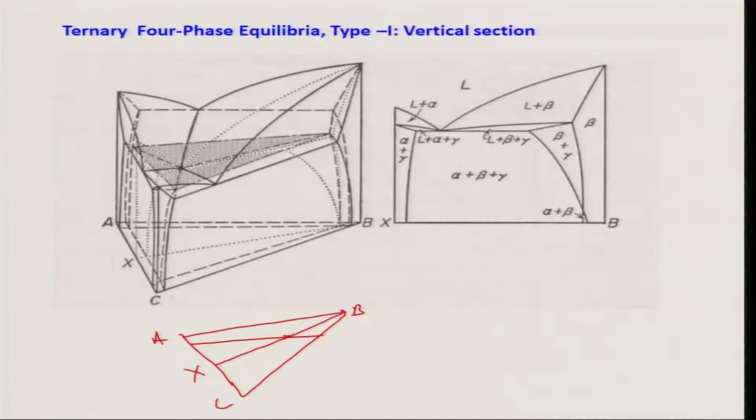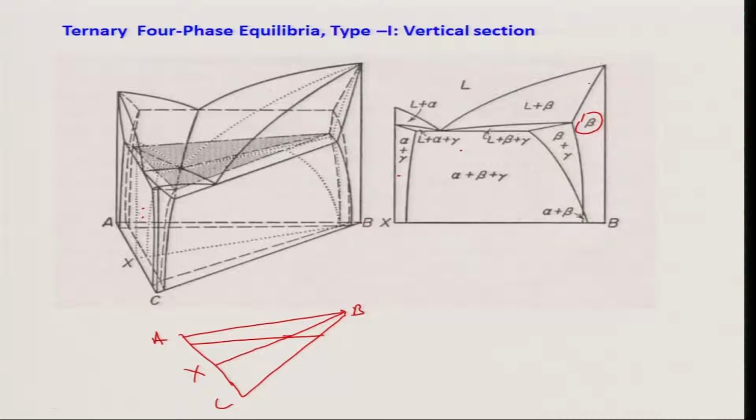So here we have taken the vertical section by XB or BX. So if I take a plane cut across, this will look like this. This is the alpha plus gamma region. Then above, you have liquid plus alpha plus gamma, and above that you will have liquid plus alpha. Similarly, on the right side you have beta plus gamma and liquid plus beta plus gamma. In addition to that, because we have taken a vertical section from one of the ends of the triangle like B, there is a single phase zone B, correct.